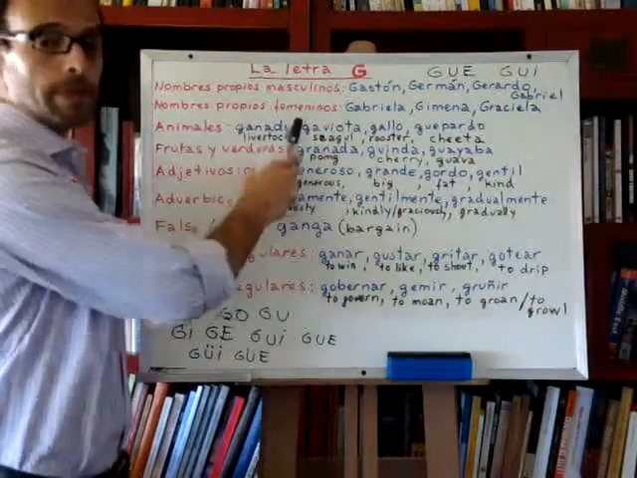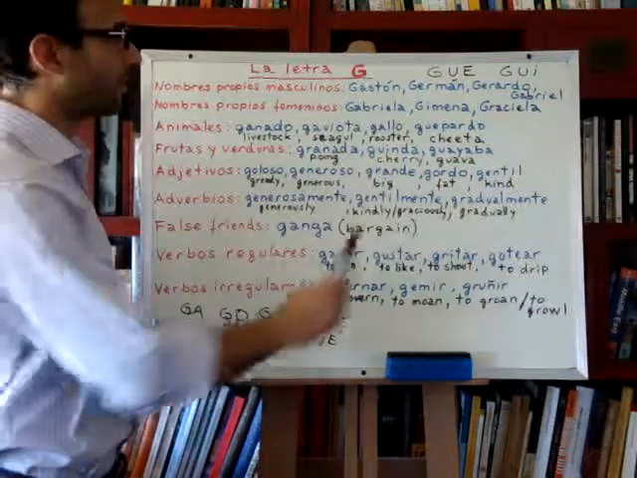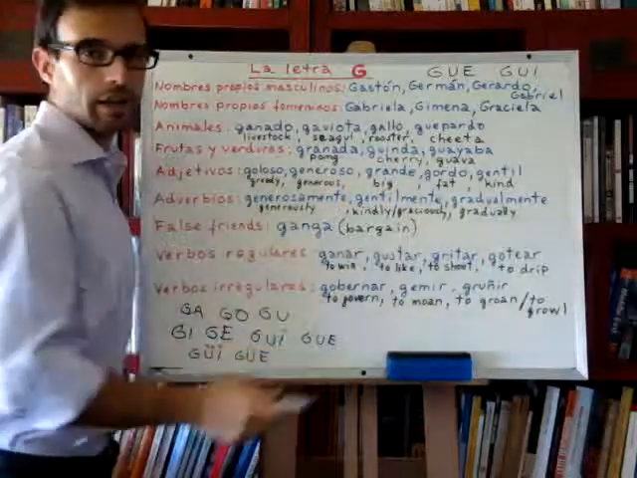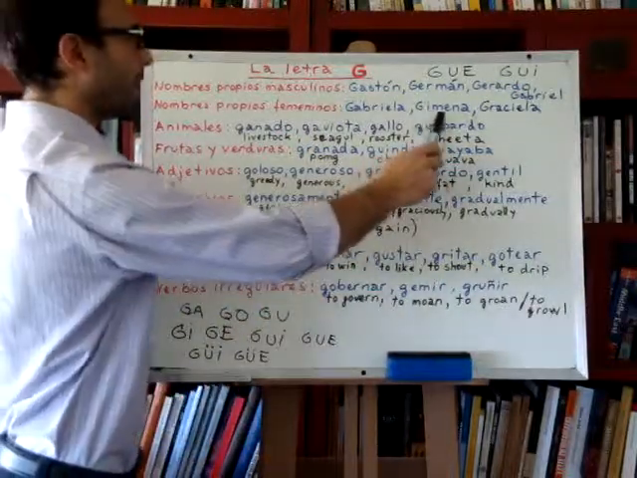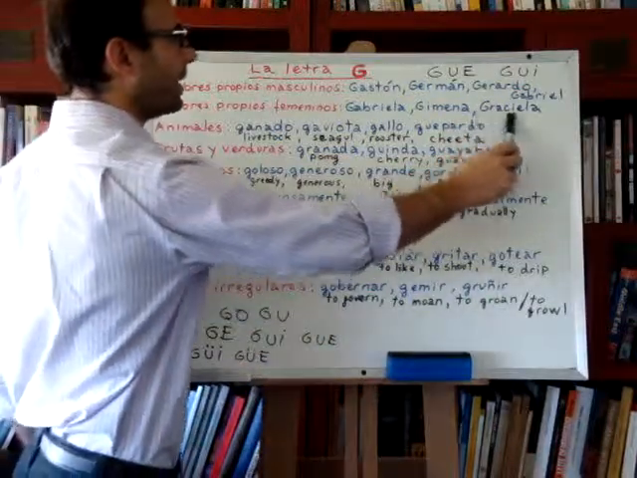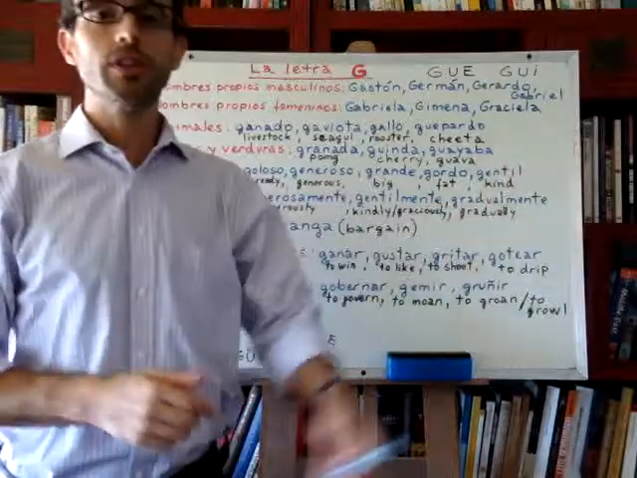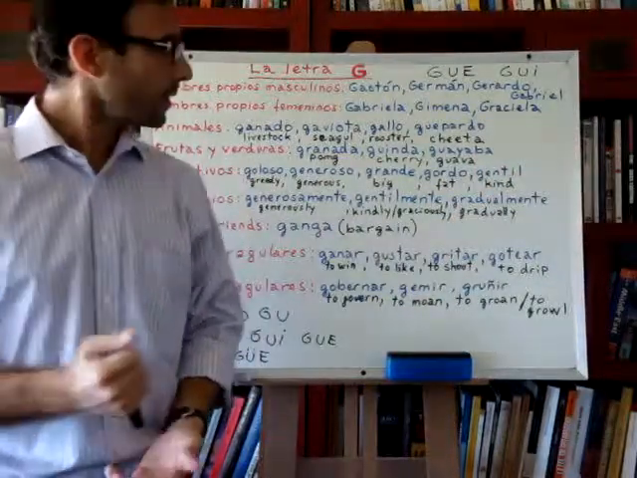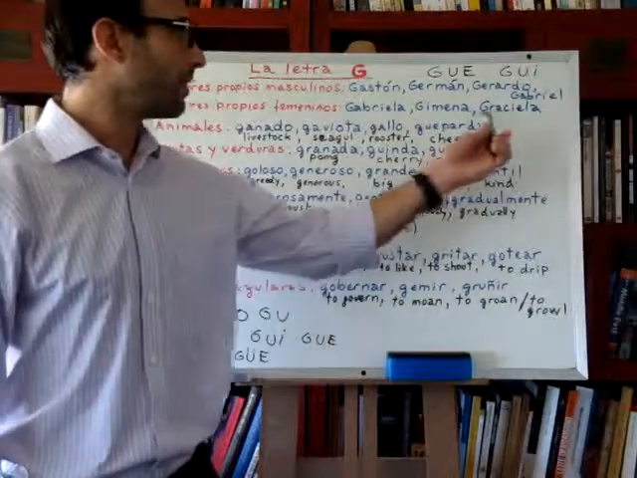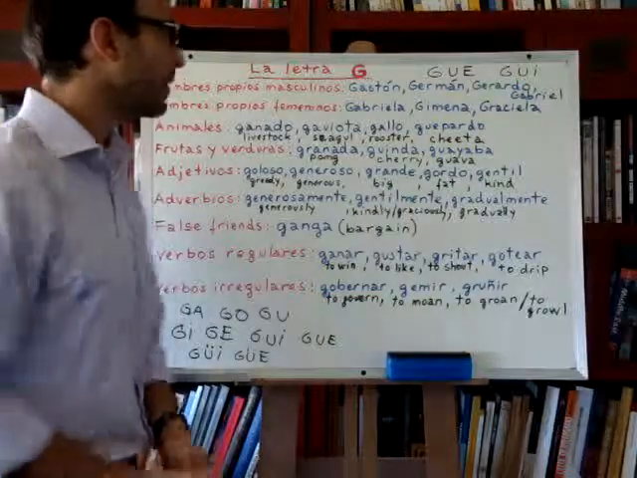Nombres propios femeninos. Gabriela. See, we have Gabriel and Gabriela for man and woman. Jimena. Graciela. Graciela would actually be the Spanish equivalent to Grace, right? Graciela. It's a quite common name in Spanish.